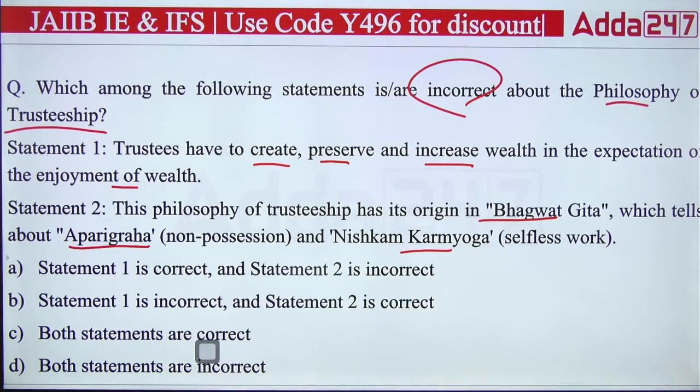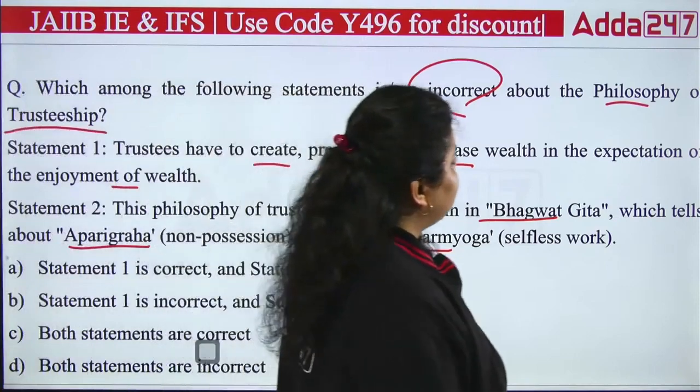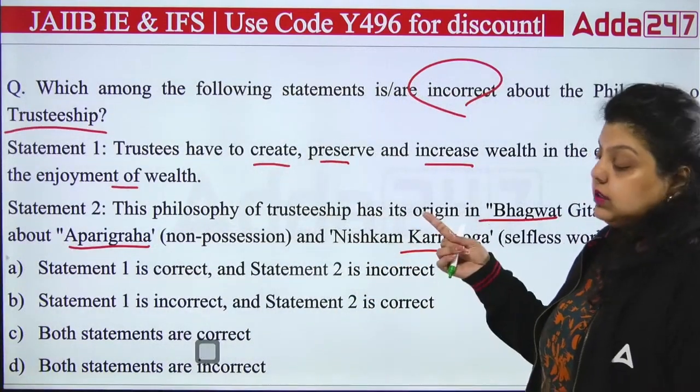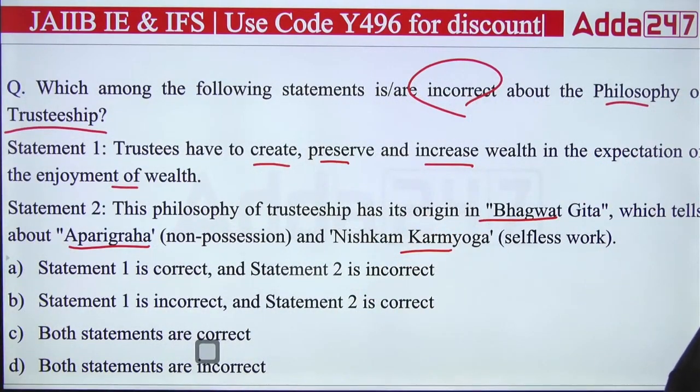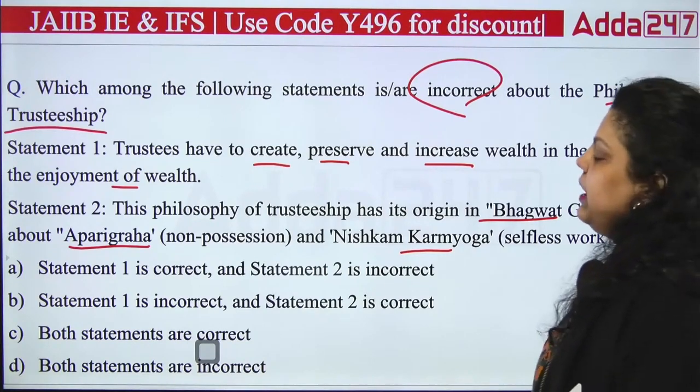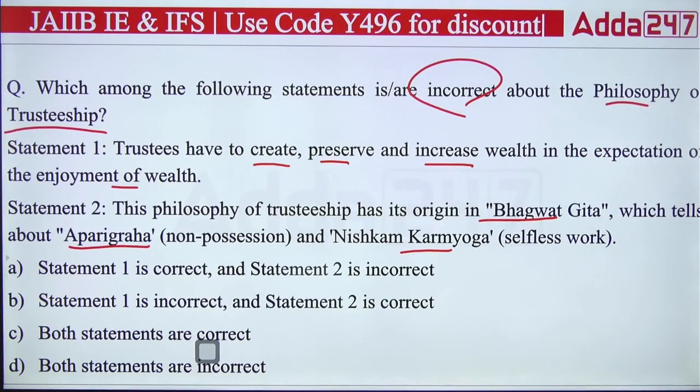So trustees have to create, preserve, increase wealth in expectation of the enjoyment of wealth. And the second, the philosophy of trusteeship has its origin from where? From the Bhagavad Gita, which tells about aparigraha and nishkam karma yoga, that is non-possession and selfless work. So let me know which of the following is correct here. A, B, C or D?